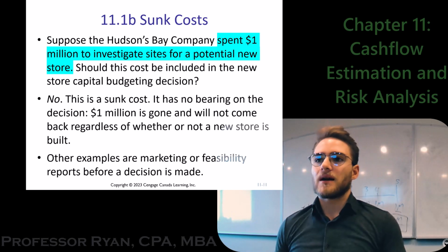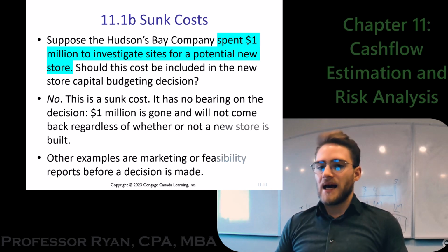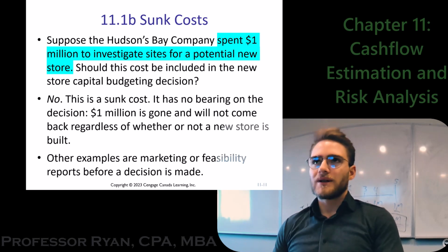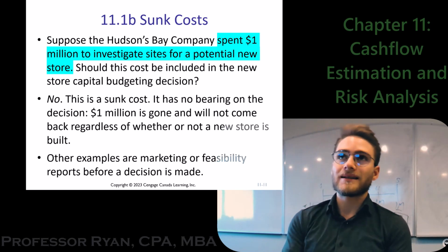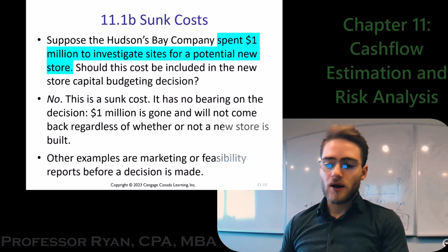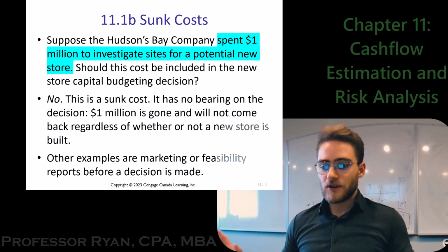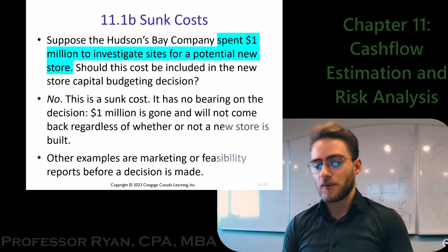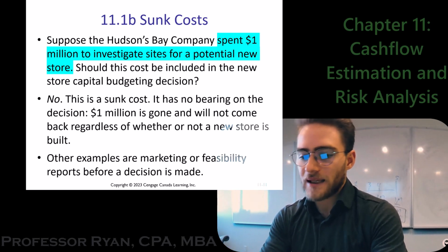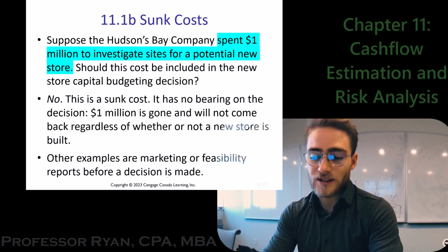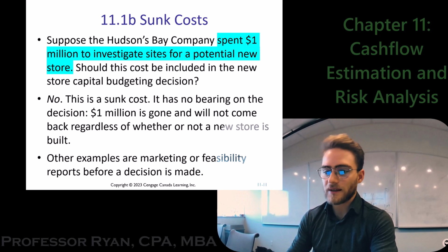This is the concept of a sunk cost. When you're already locked into something, when you can't avoid paying it, right? You don't factor it into the project, because regardless of if you are to accept the project or if you are to not accept the project, that money is already gone and you can't do anything about it, right? So at that point in time, you just treat it as a sunk cost and you don't factor it into your project analysis, okay? The $1 million, you've already spent it. It has no bearing on the decision anymore. It's gone. So other examples are marketing or feasibility reports before a decision is made as well.